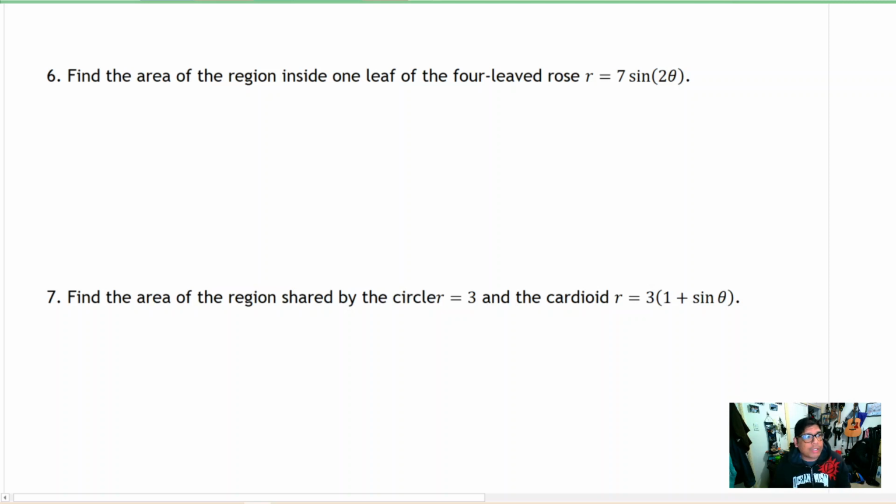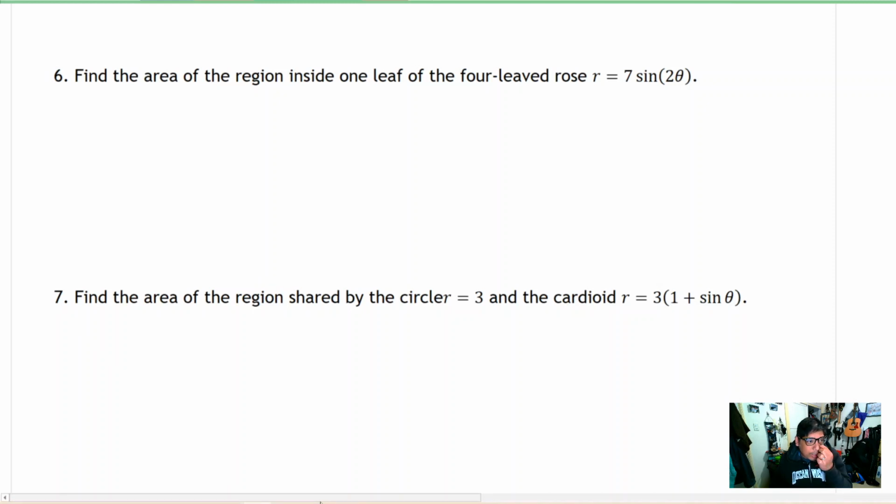Hey everyone, we're getting started here on your Chapter 11 practice test once again. We're going to continue from question 6, which is to find the area inside one leaf of the four-leaved rose r equals 7 sine of 2 theta. Now, we probably don't have to do a whole lot here in terms of graphing. In fact, if you follow those simple rules that we talked about in class, you don't even have to really graph this. So we know this is a sine rose.